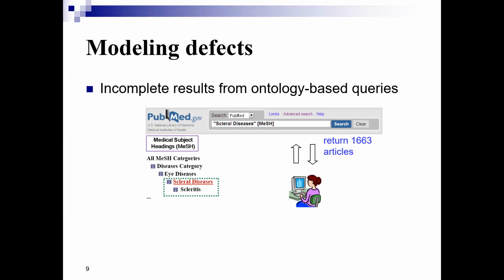And in a query that I did some time ago, 1,663 articles were returned. So what happens if this relation was missing? Well, then only 948 articles were returned, which means that we missed quite a few.